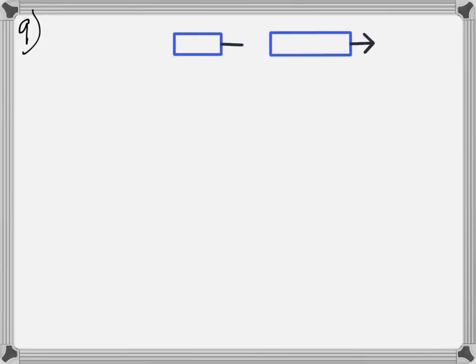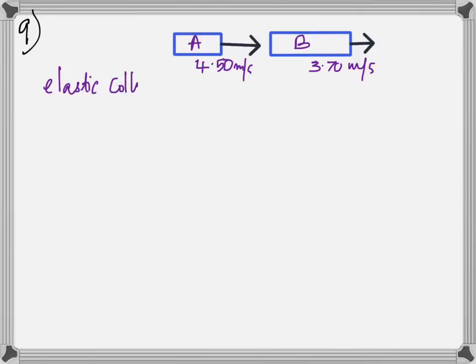Question 9. Car A has a mass of 450 kilograms and is moving at 4.5 meters per second. Car B is moving at 3.7 meters per second and has a mass of 550 kilograms. Again, it's an elastic collision.